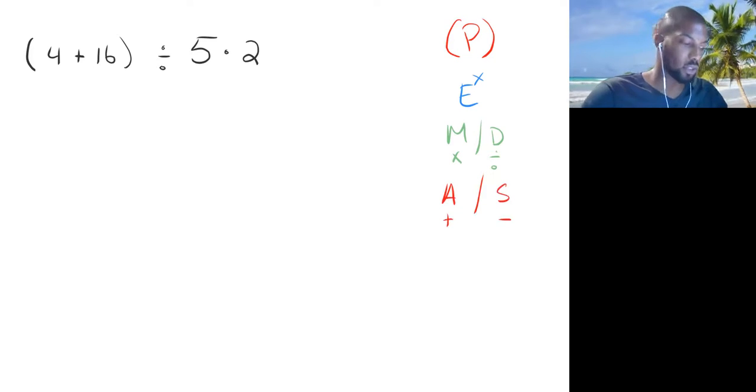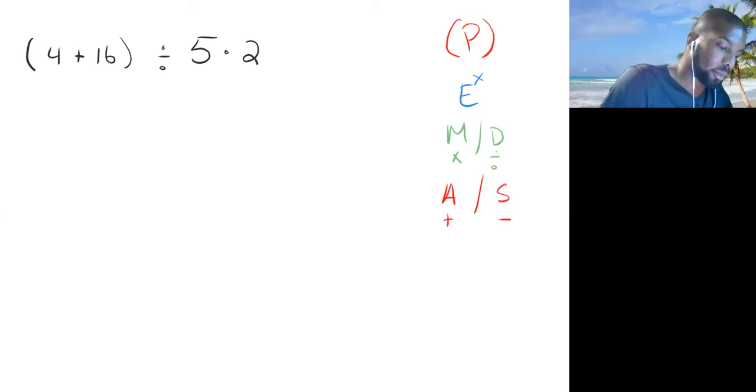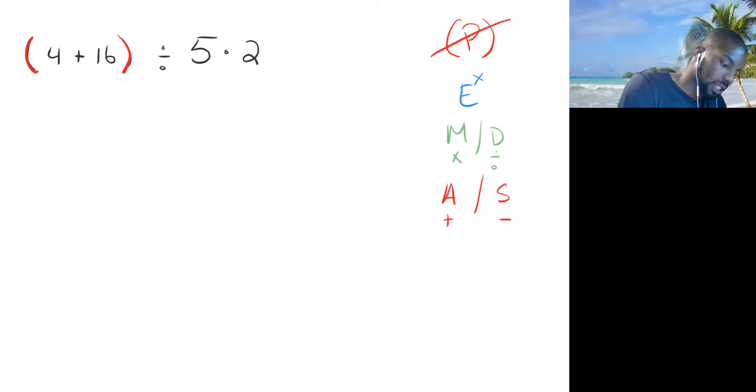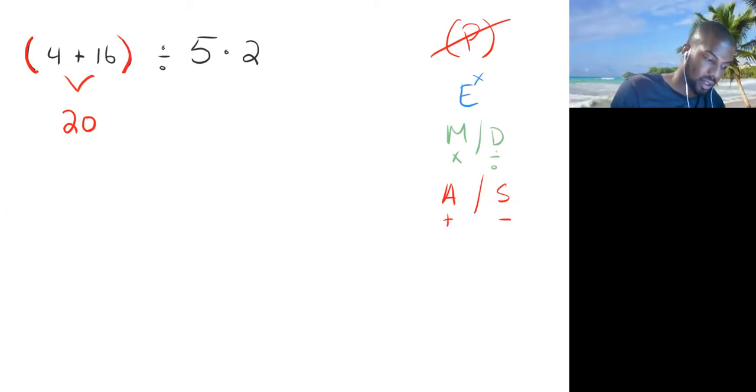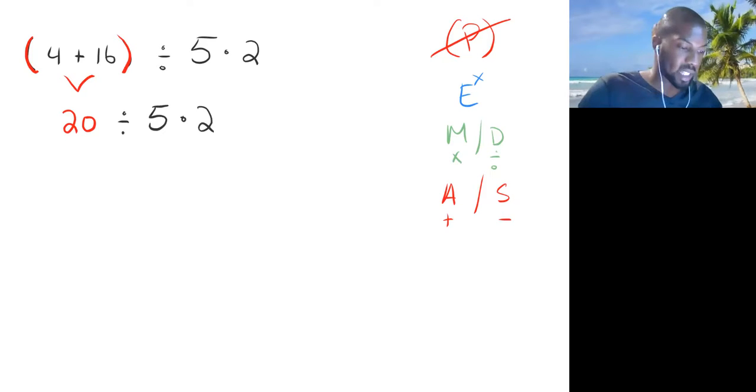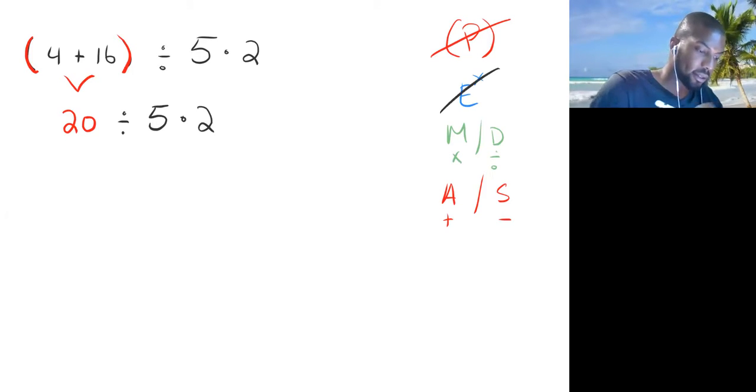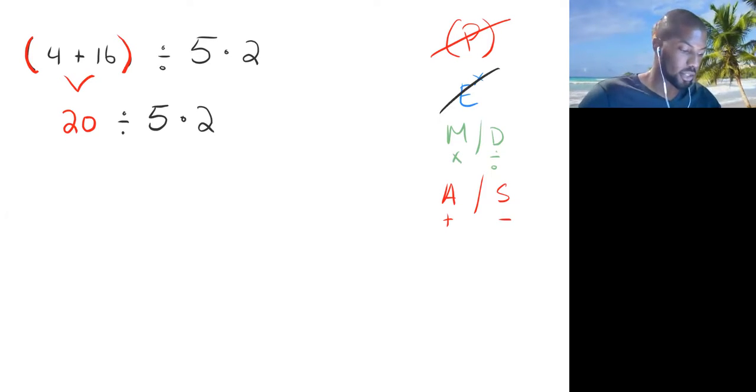All right, now let's just cross them off right away. Let's kill parentheses. I look at my parentheses and I say, all right, what's inside the parentheses? A 4 and a 16 being added. 4 plus 16 is 20. So now I can drop the parentheses because the operations inside it are done. Now I have 20 divided by whatever 5 times 2 is. Do I have any exponents? No, so I can cross that out. Do I have multiplication or division?